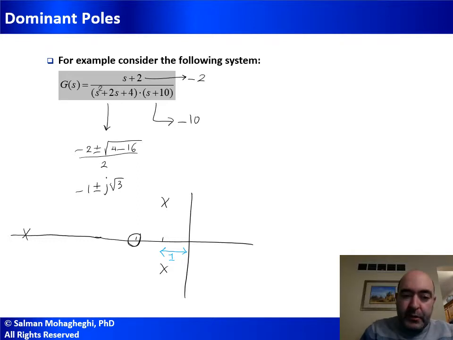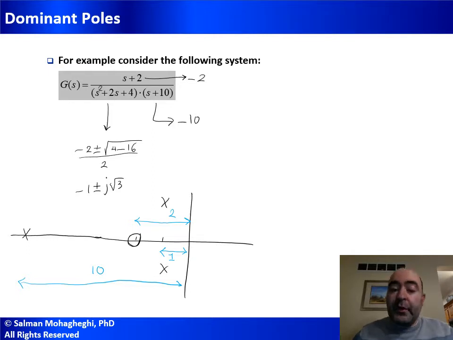The distance between the 0 and the j omega axis is 2, and the distance between this third pole and the j omega axis is 10. Based on the rule of thumb that we have, I can safely ignore this pole because its distance to the j omega axis is 10 times more than the distance of the closest poles. I cannot, however, discard the 0 that I have because it's pretty close to the j omega axis. So this can be a system with 2 dominant poles, which are these guys, and a 0.